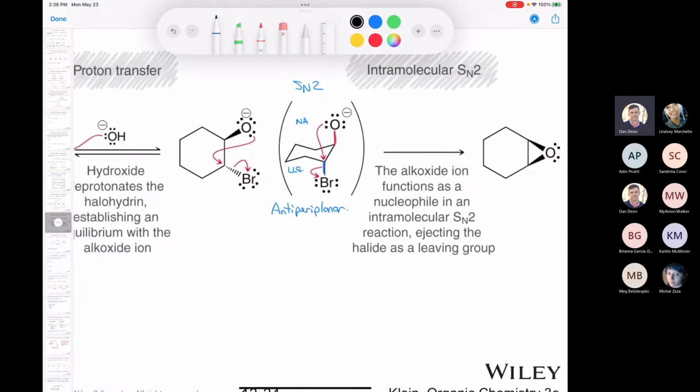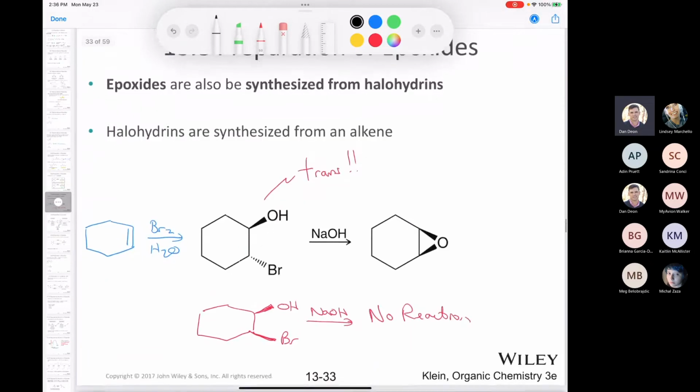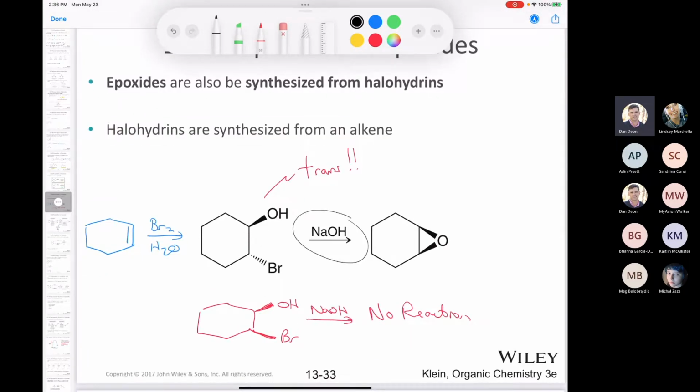If we were to draw the six-membered ring like this, let's say, and if the groups were cis to one another, so let me try to draw the ring a little bit better, that would mean that the alkoxide would be pointing up like this, which is great, but then the bromine would be up and equatorial. And that would mean SN2 cannot occur. Kind of cool. So they have to be trans to one another. Again, to review, you do nothing more than take your halohydrin and just treat it with sodium hydroxide, and you end up making an epoxide.